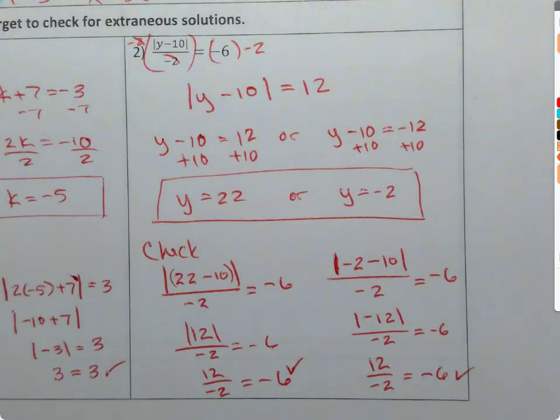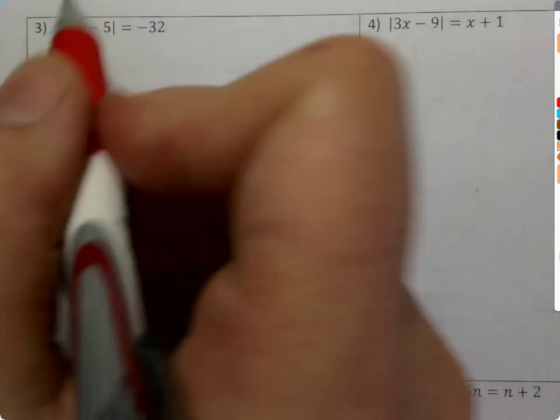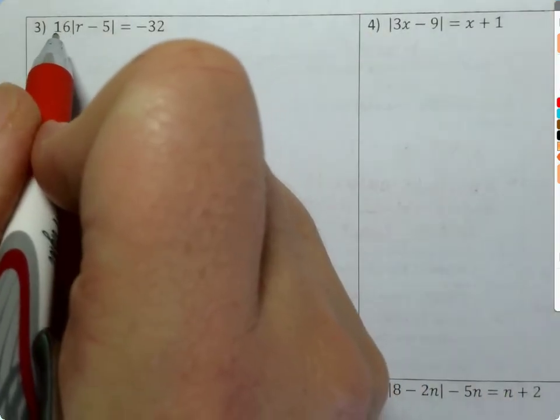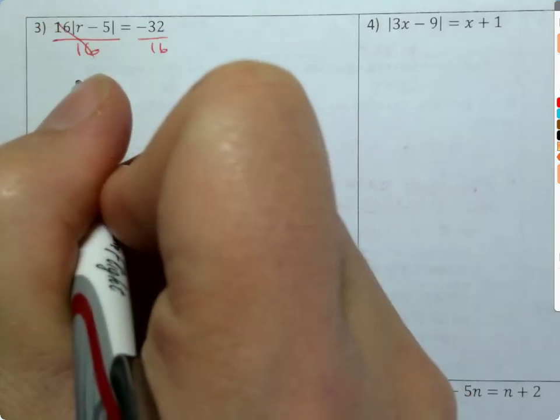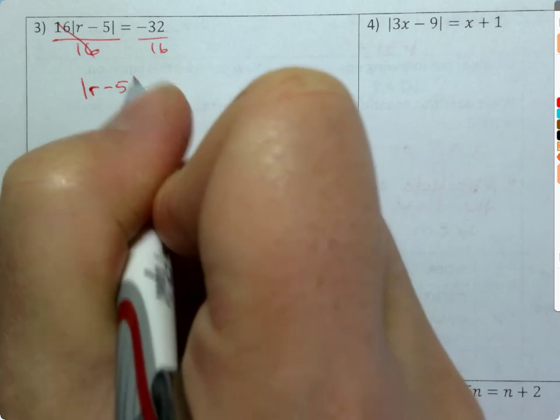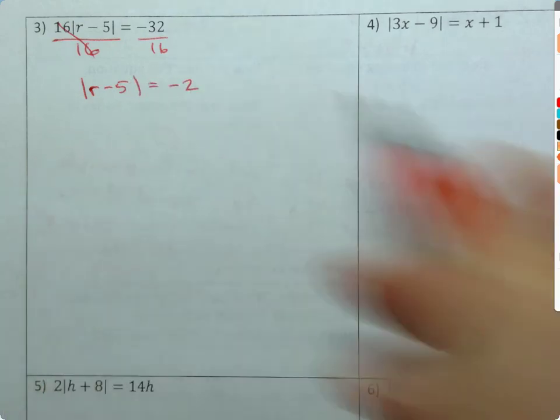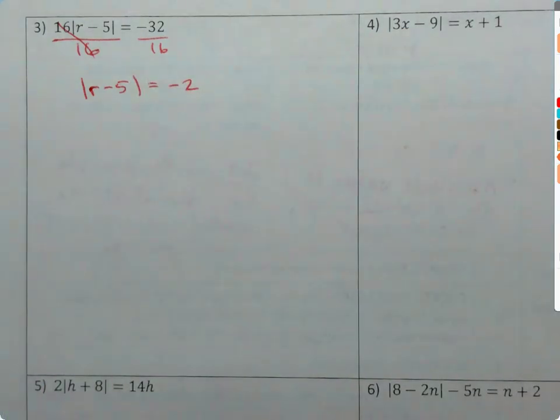All right, go ahead and flip it over. First thing we're doing is isolating. So we need to get rid of 16 by dividing it out. The absolute value is staying as r minus 5 equals negative 2. Well, I'm done.